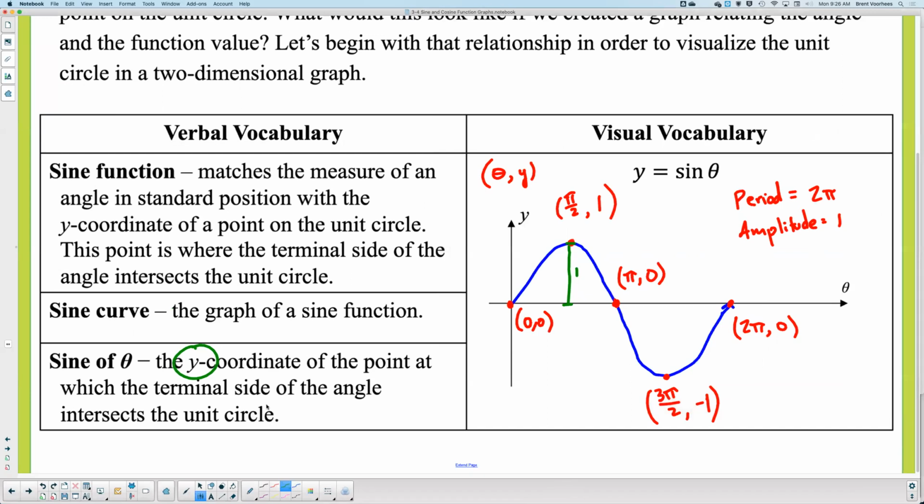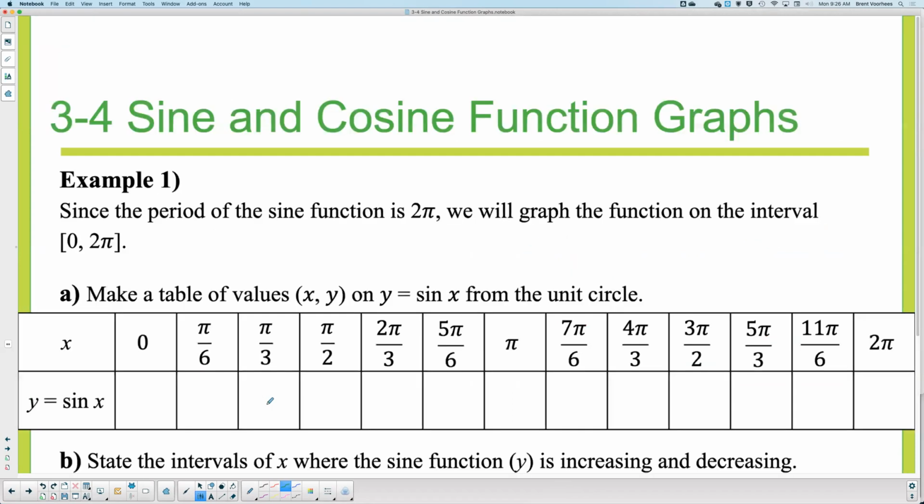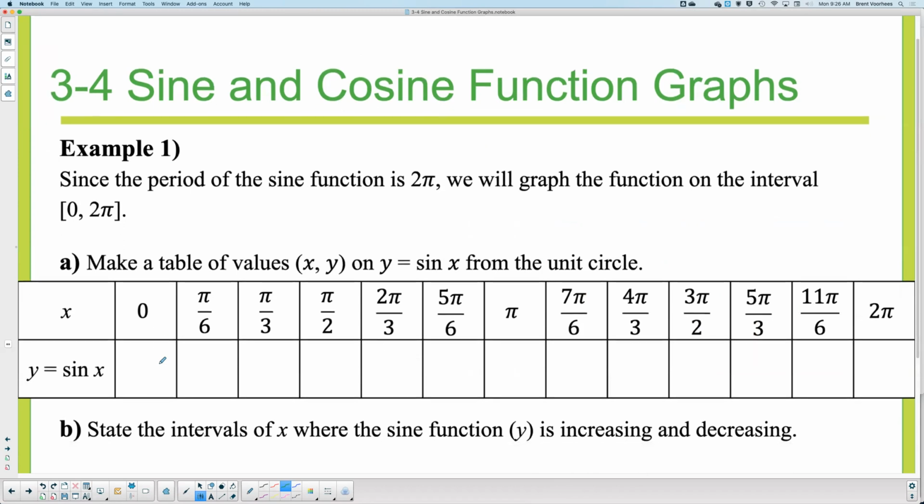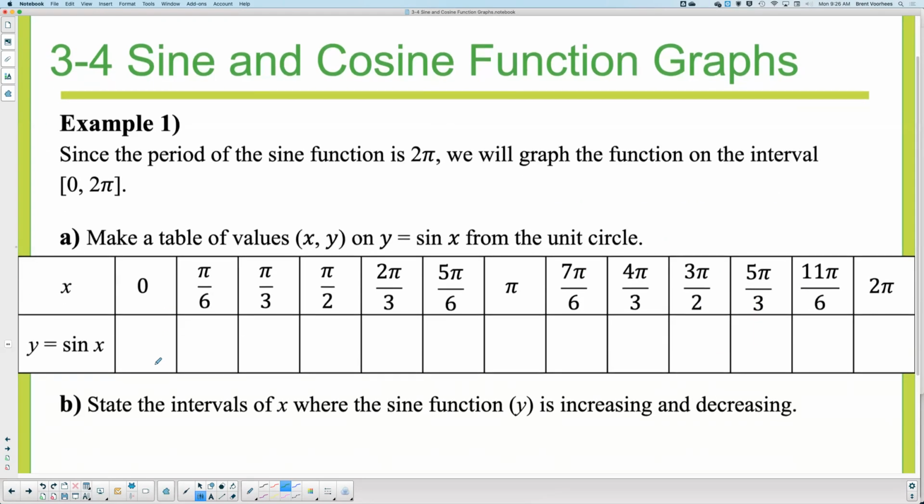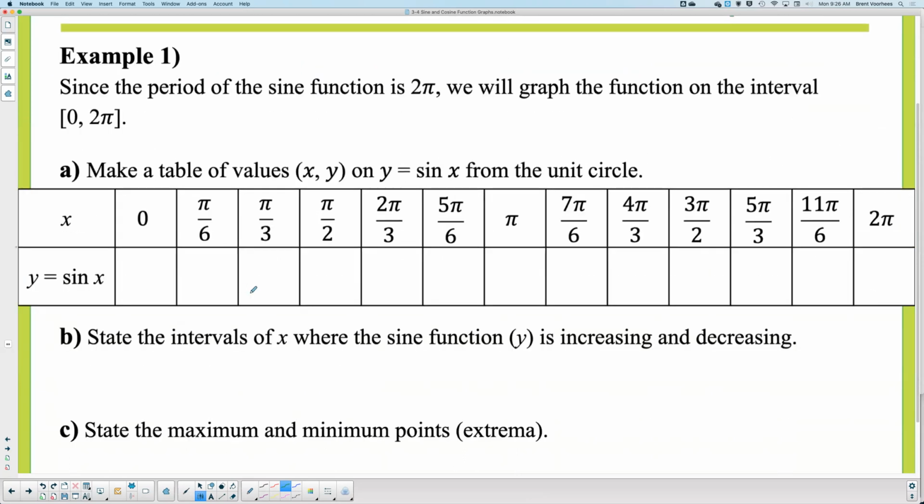All right, with that, we're going to begin our graphs, and you're going to see how these work together. I have a pretty cool tool to show you at the end of class. So first, it says, since the period of the sine function is 2 pi, we'll graph the function on the interval from 0 to 2 pi. So what we're going to do here is fill in this table.